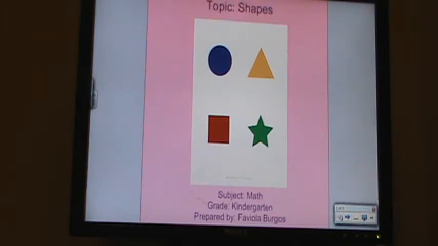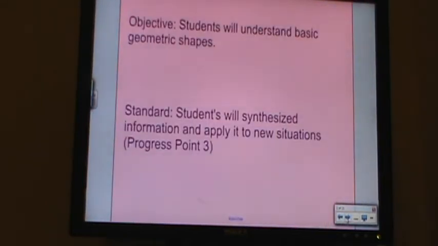My topic is shapes and the grade is kindergarten. My objective: students will understand basic geometric shapes. Standard: students will synthesize information and apply it to new situations.